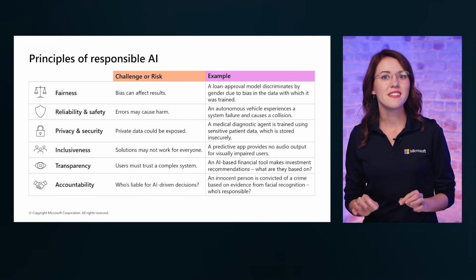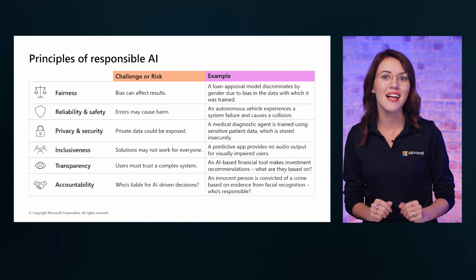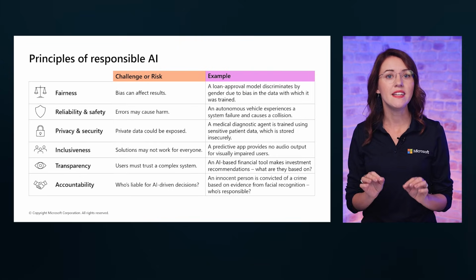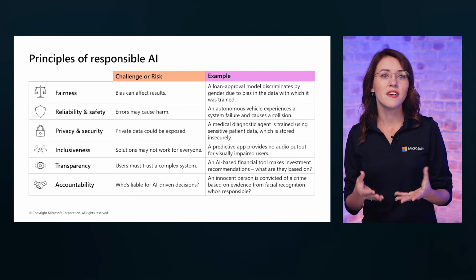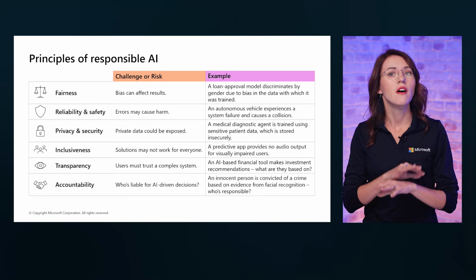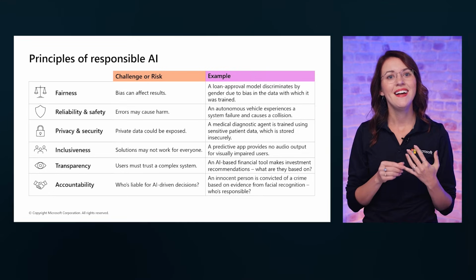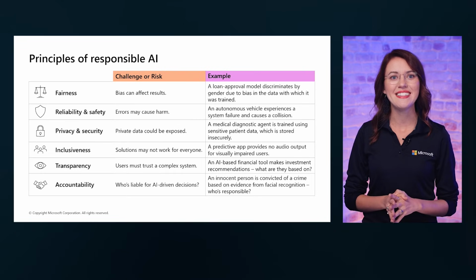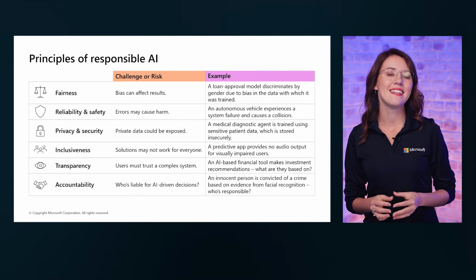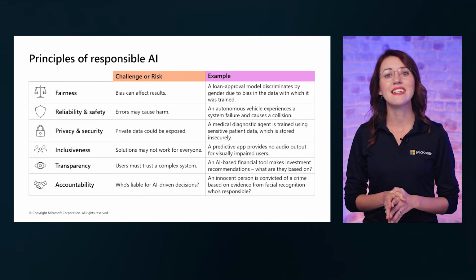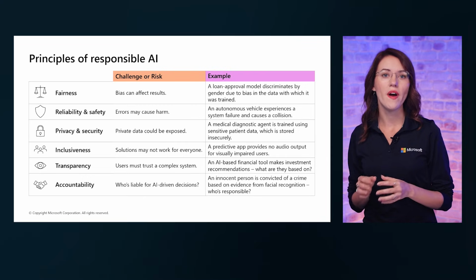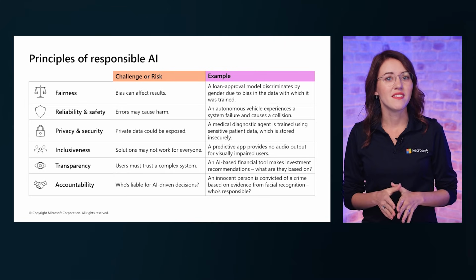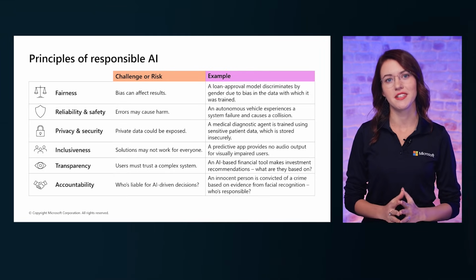Inclusiveness ensures AI empowers everyone. For example, AI-powered accessibility tools can help people with visual or hearing impairments interact with technology more easily. The goal is to make AI solutions useful for all communities. Transparency means users should understand how AI works and what its limitations are. If you're using an AI-powered chatbot, you should know it's an AI system, what it can do, and where it might need human oversight. Accountability reminds us that people, not machines, are responsible for AI systems.